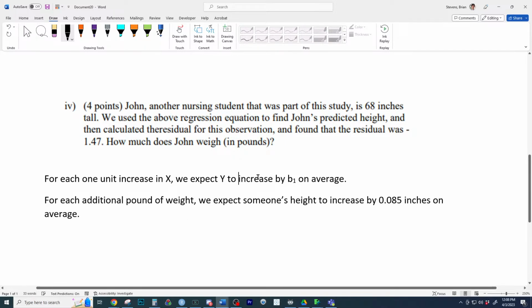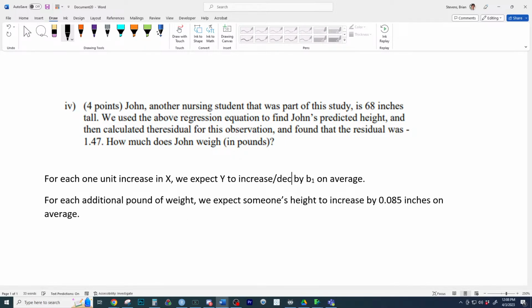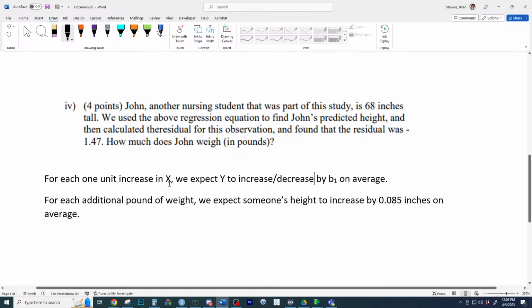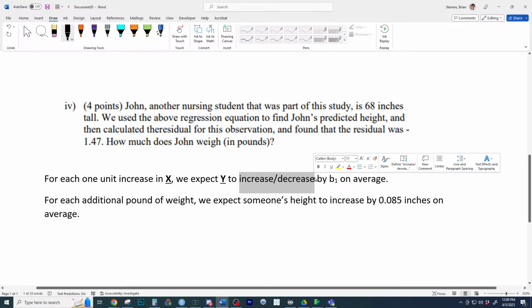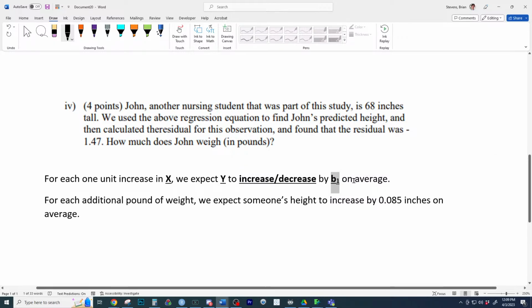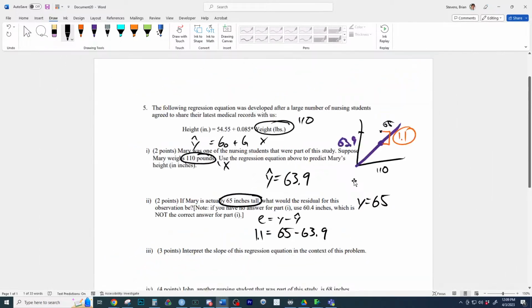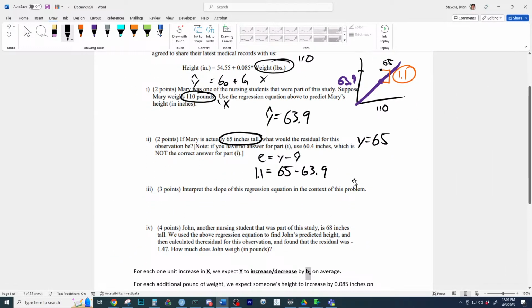And then we have to be careful right here. We need increase or decrease, depending on if the slope is negative or positive. But important things right here: plug in your value of x. We expect, don't say will. I take off points if someone says it will increase, because it's not that it will do this, it's just the expected increase there. So the key thing is, what can you do if you marked your notation right here?